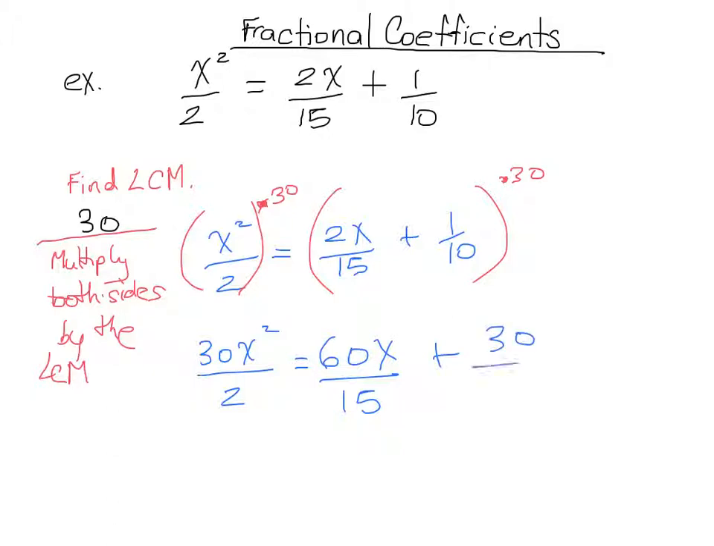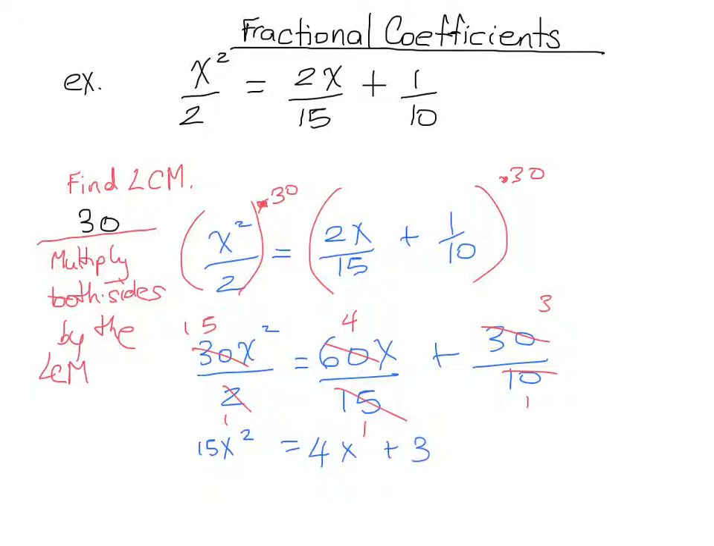So we have 30 over 10. Okay, so let's see how multiplying by 30 helps us to get rid of those fractions. We can now eliminate: 2 into itself 1, and 2 into 30 we get 15. 15 into itself 1, and 15 into 60 we get 4. And 10 into itself 1, and 30 we get 3. Alright, so what we now have is 15x squared equals 4x plus 3.